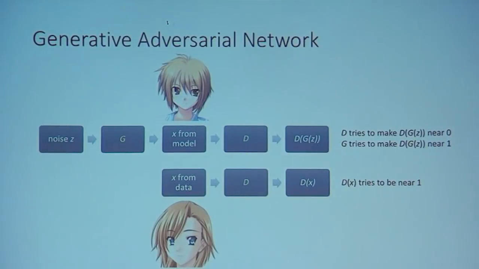The original idea of GAN training is quite simple. Imagine an adversarial game between two players, namely a generator G and a discriminator D. The generator proposes samples from noise and tries to fool the discriminator, while the discriminator tries to distinguish between samples from model G and samples from real data.